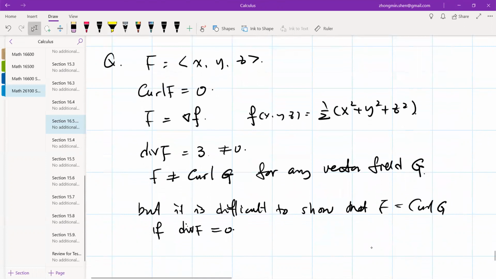Right now, if the curl of F is 0, and the domain is nice, more likely you can find a little f so that the capital F is going to be the gradient. So this is almost equivalent, but here the divergence being 0 does not guarantee F is a curl of G. But if F is the curl of some vector field, then the divergence must be 0. Okay.